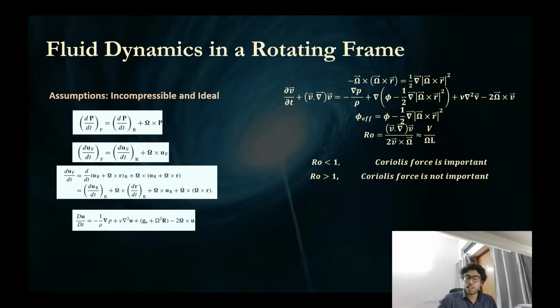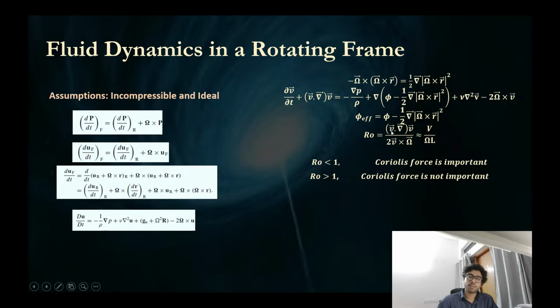Right? Now, what does it say? If you have a very low Rossby number, less than 1, that means the Coriolis force is high and the advection term is low. So in those cases, Coriolis force is important. You cannot neglect that. Whereas if you have Rossby number greater than 1, the Coriolis force is actually low and the advective force is high. So you can neglect the Coriolis force.